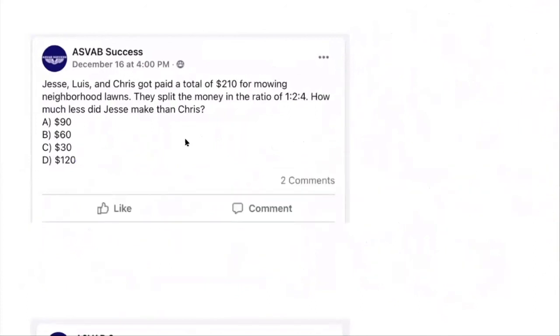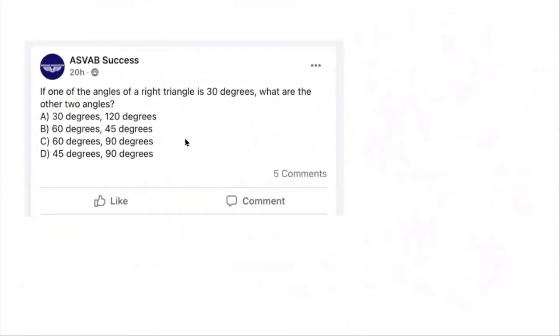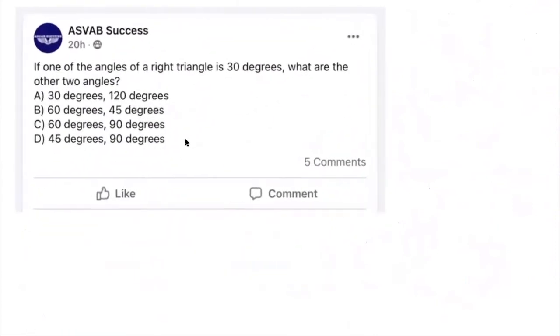All right, here we go. Last question. Okay. If one of the angles of a right triangle is 30 degrees, what are the other two angles? Okay, so this is a little sneak peek into geometry. First of all, it says a right triangle. What does a right triangle look like?